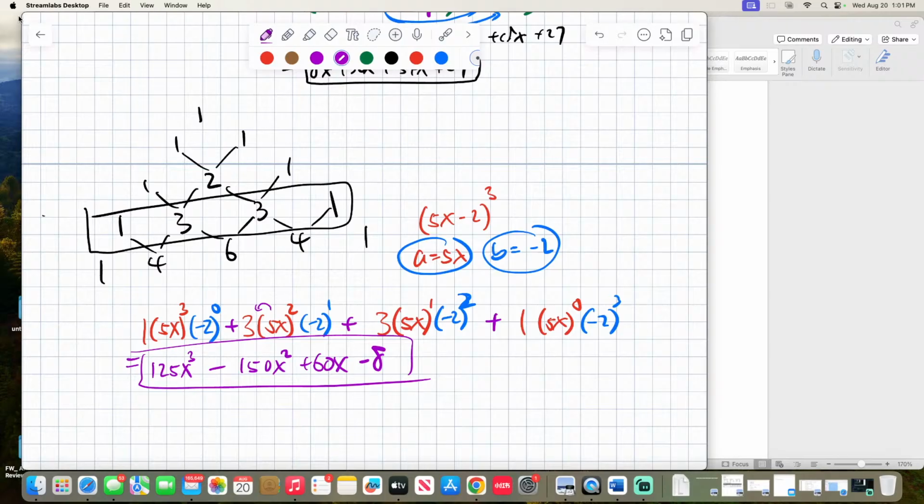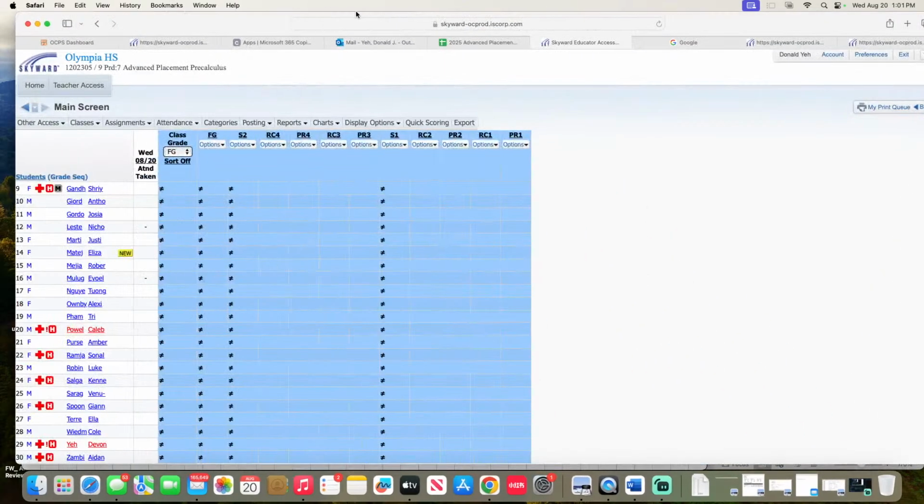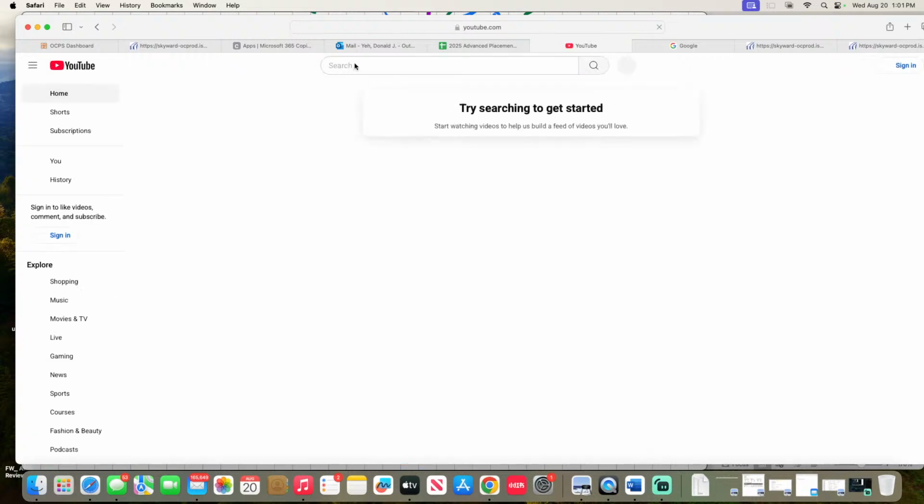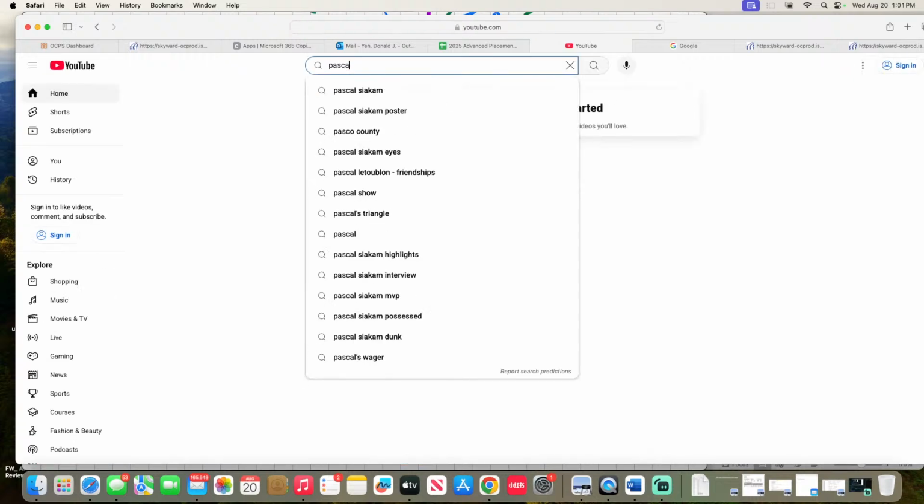Now this will be on your AP Precalculus, so make sure you know this. This question, make sure that you know it. Now it turns out there are a lot of theorems inside Pascal's triangle. There are so many that I cannot tell you all. So I'm going to show you a TED video, but you guys gotta pay attention though. It's really hard. Pascal's triangle.